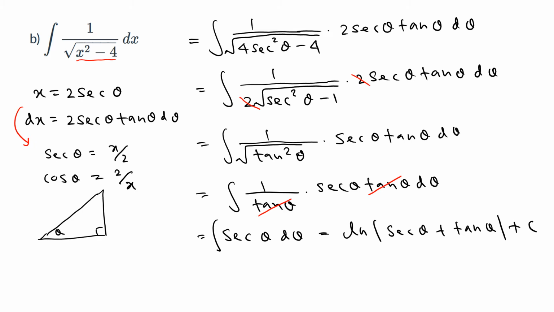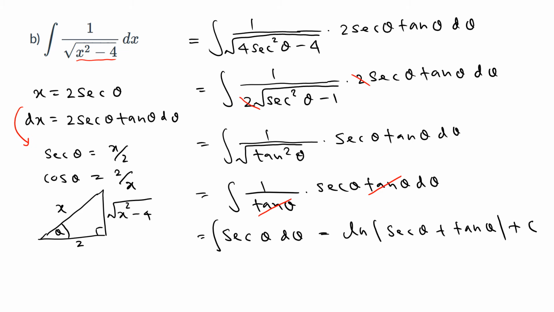So you pick theta. This is the cosine, which means adjacent, which is 2, over hypotenuse, which is x. If you use a Pythagorean identity, the opposite is the square root of x squared minus 4. That's from the Pythagorean identity, so you can easily find tan from this one.